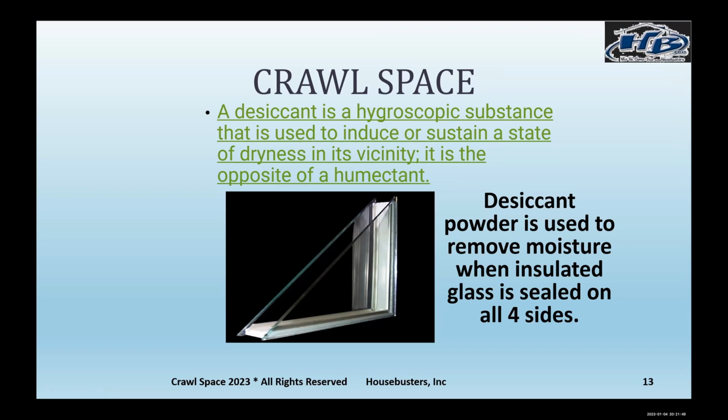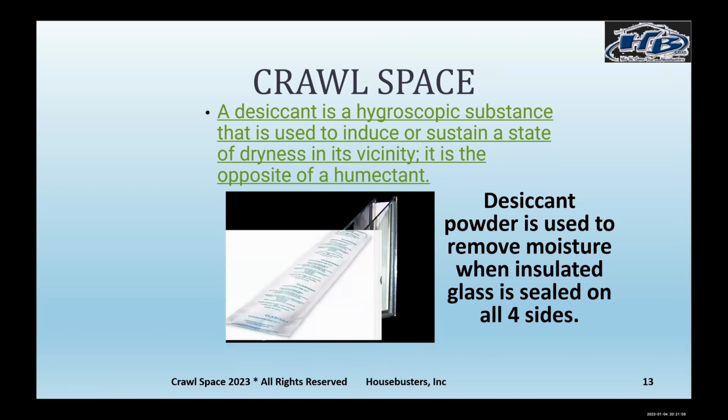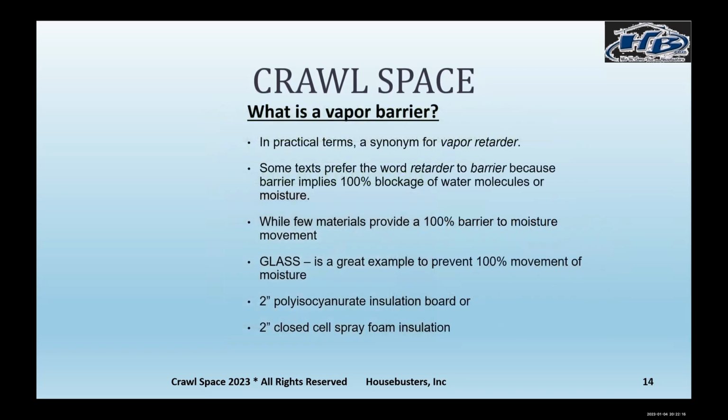And that's what's used to remove the moisture from insulated glass panes after they're created: desiccant powder. We also know desiccant as a piece of material hanging from the shelf in your bedroom closet that we've been hanging to absorb excessive moisture in a closet area because it's damp and your clothes are moist. So that is what a desiccant is. That's what they use to determine what those values are that pertain to vapor.